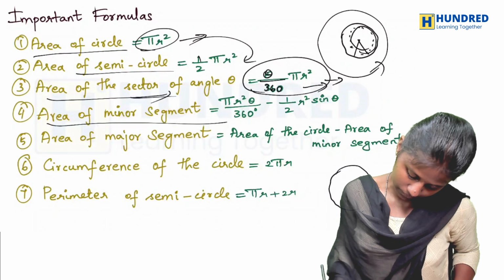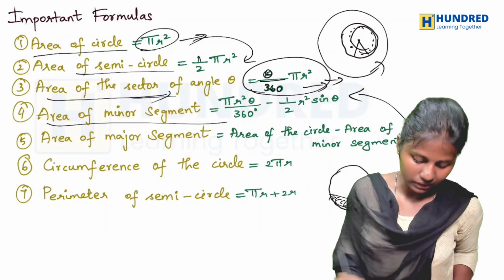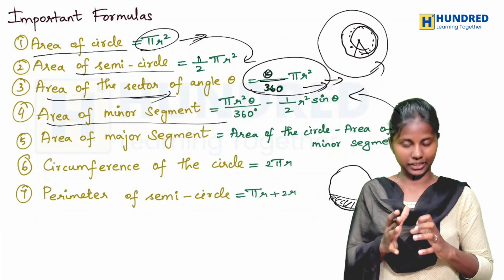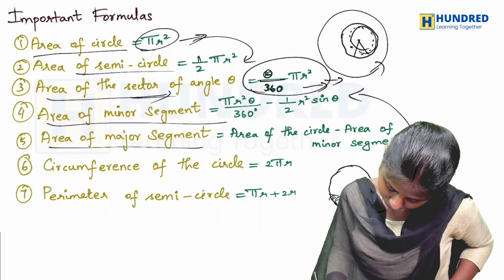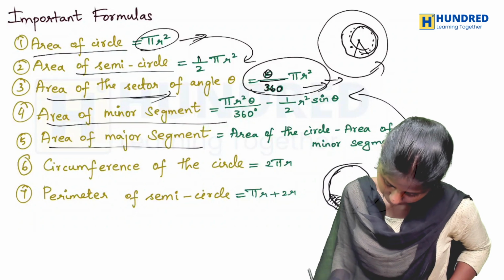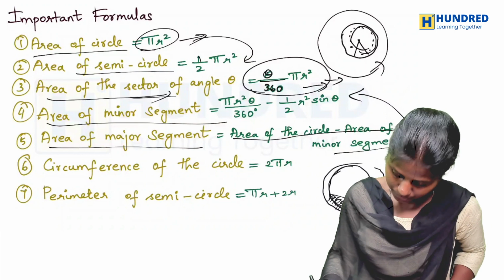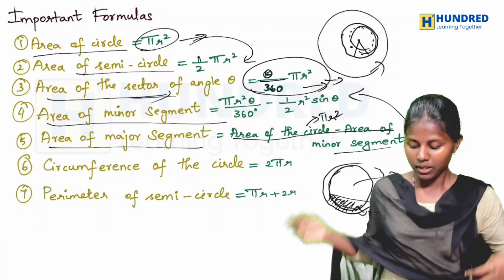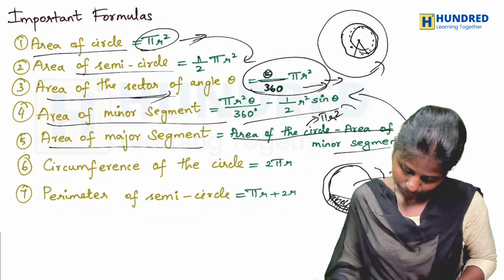When I talk about this area, it is given by this formula: pi r square theta by 360 minus 1 by 2 r square sin theta. Then what is the major segment? If I know the minor segment, I have the full area of a circle, and I am just subtracting this minor segment to have this major segment, which is given by this formula. I am substituting the area of a circle. I know the area of circle formula, which is pi r square. So the area of a major segment is equal to pi r square minus this term.